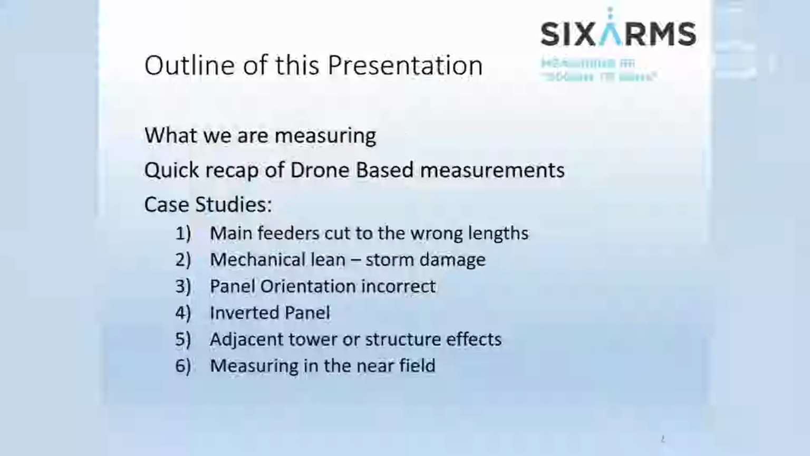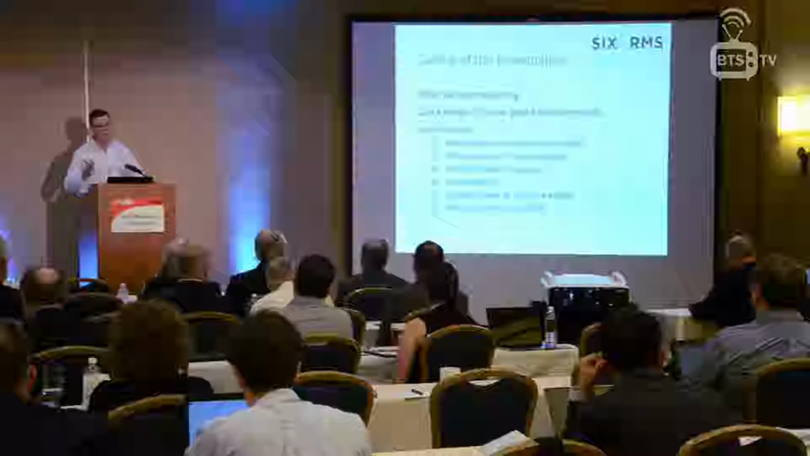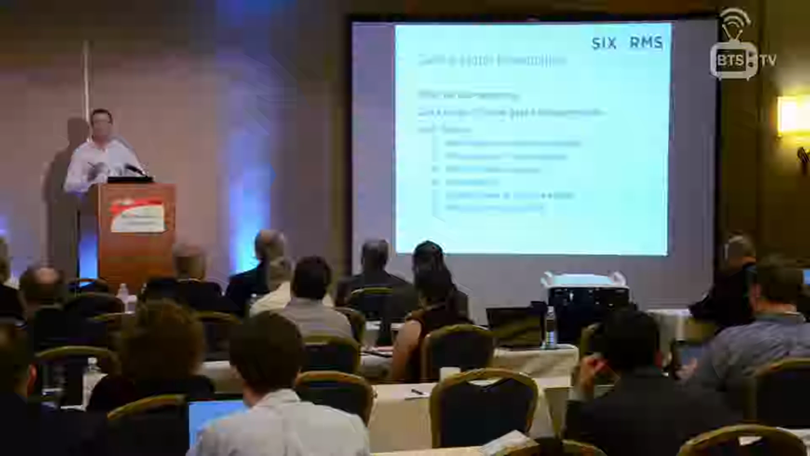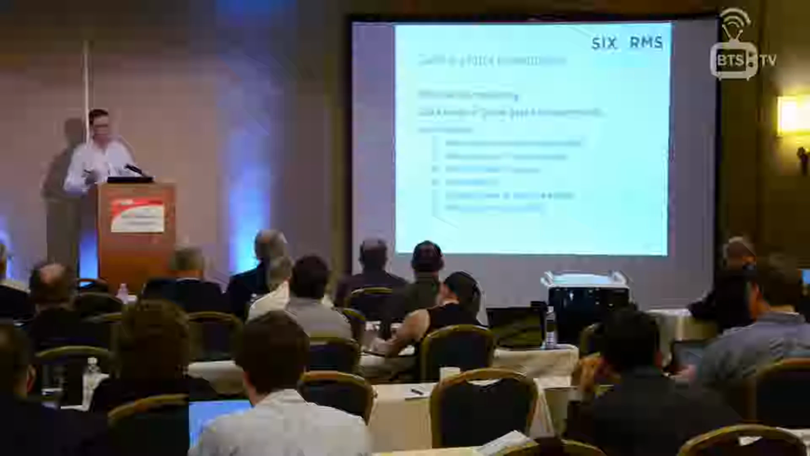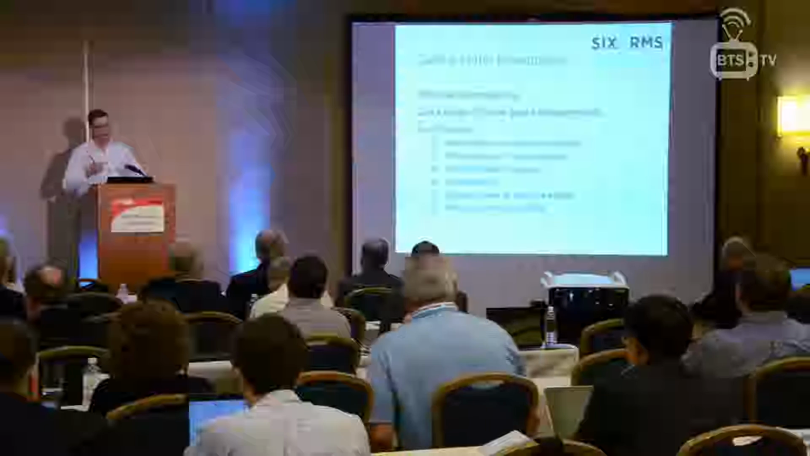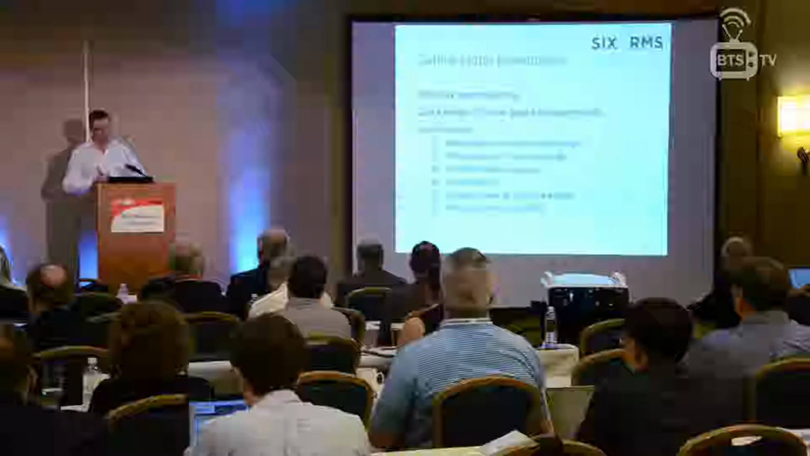So quickly I'm going to talk about what we are measuring, a quick recap on what drone measurements are all about. Then I've got some case studies, and some of those are real-world problems that we've discovered through drone measurements. Things like the wrong feeder lengths, the main feeder being cut to the wrong length, mechanical lean due to some storm damage, incorrect panel orientation, an inverted panel, a panel installed upside down, and what effect adjacent towers or structures will have on your main radiation pattern.